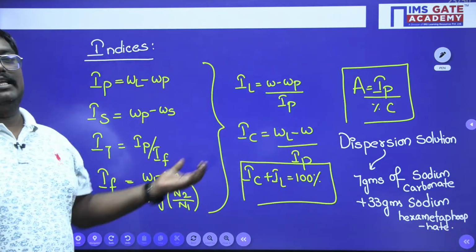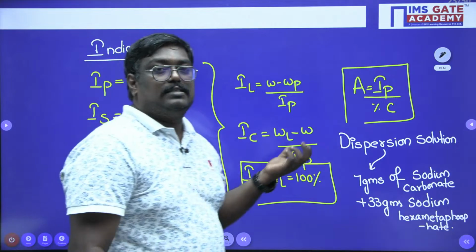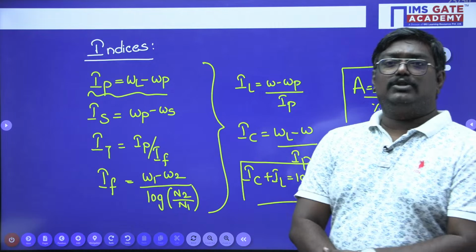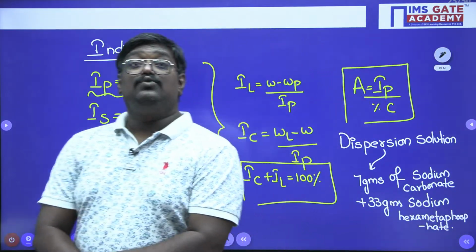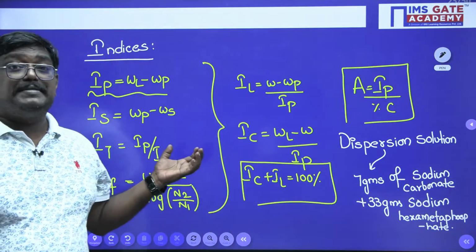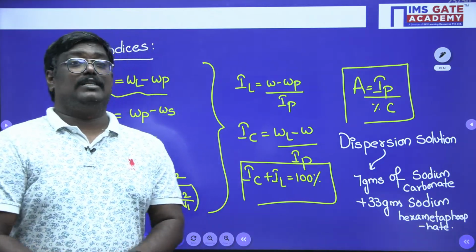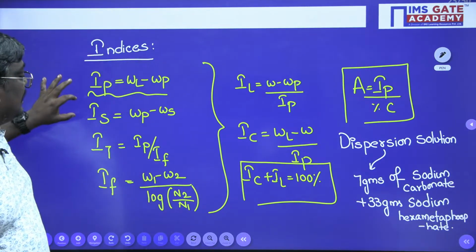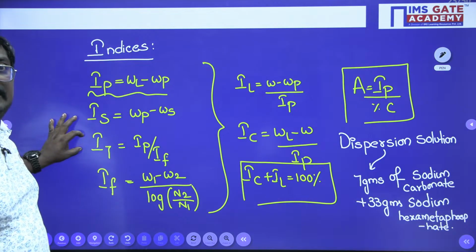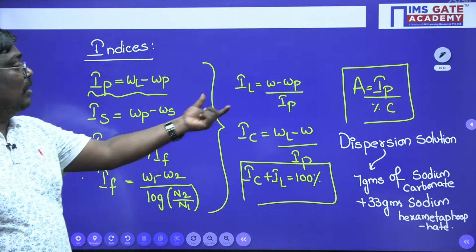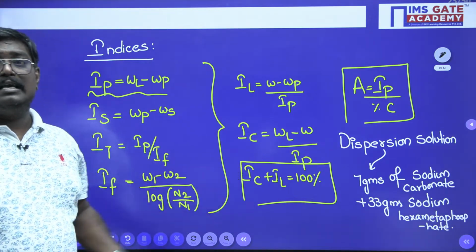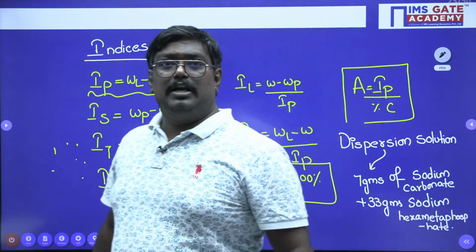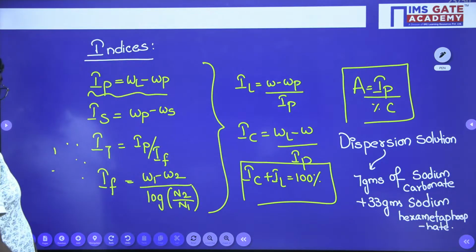Please take this screenshot for finding the different indices. Actually, see students, if you don't know how to calculate these indices, it is very tough when you are classifying the soil. These are the indices which will help you to classify the soil. What is IP, plasticity index? What is IS, shrinkage index? What is IT, toughness index? What is IF, flow index? What is IL, liquidity index? And what is IC, consistency index? I hope you are clear with these important formulas related to the index properties.